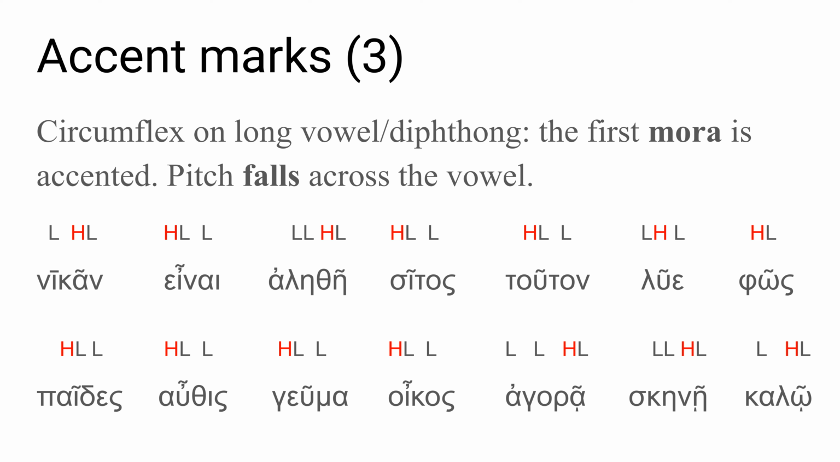Finally, when you see a circumflex on a long vowel or diphthong, that means the first mora is accented. Since the second mora has the default low pitch, the pitch falls across the vowel. Examples: mikan, enai, alete, sitos, tudum, lye, pos, baides, autis, geuma, oikos, agorai, skenei, galoi.